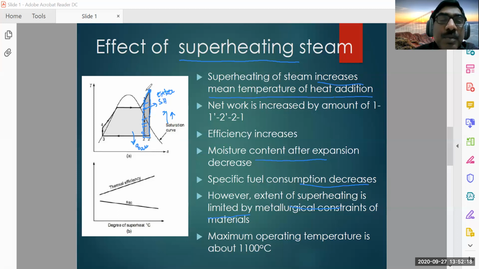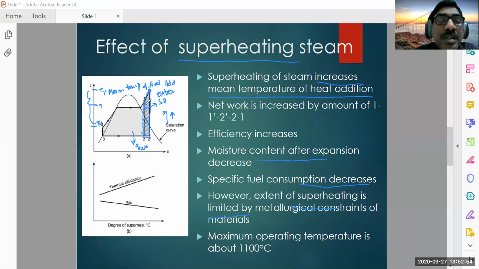So here there is one temperature, this is another temperature, and this is another temperature. If you take this 1,4 process, there are different temperatures. Let us say this is T1 dash, and this is some other intermediate temperature, and this is T4. If you take an average of all these three temperatures, this is the mean temperature of heat addition.